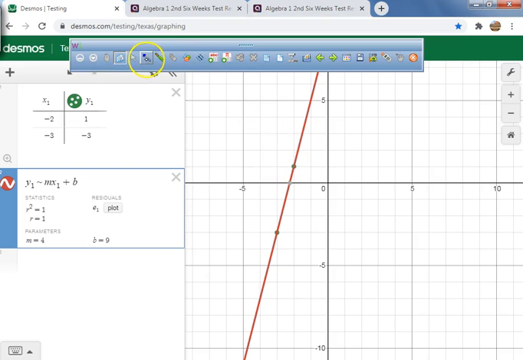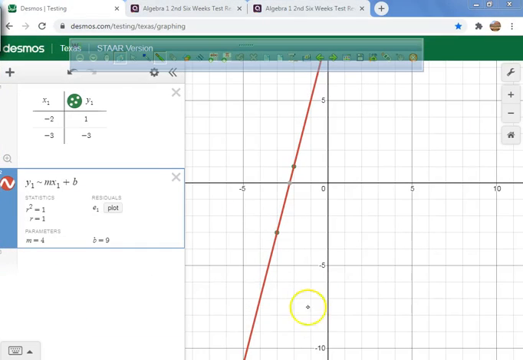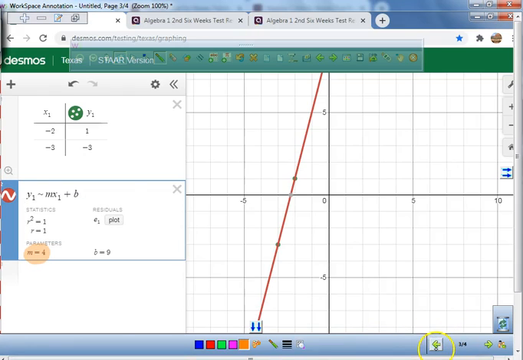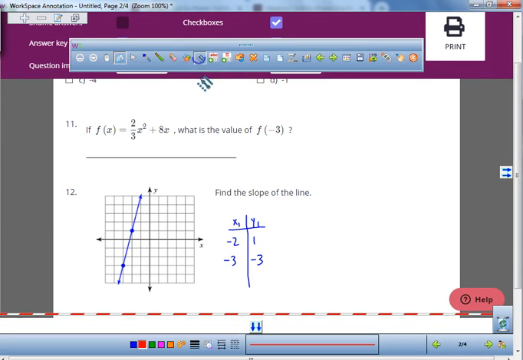Could anybody tell me, what does it say m is equal to? 4. What does that tell us? That tells us our slope is equal to 4. Okay? All right. Well, how would we be able to figure that without having Desmos? Well, it's pretty easy to do it without Desmos, but I want to make sure you know you could technically use Desmos.